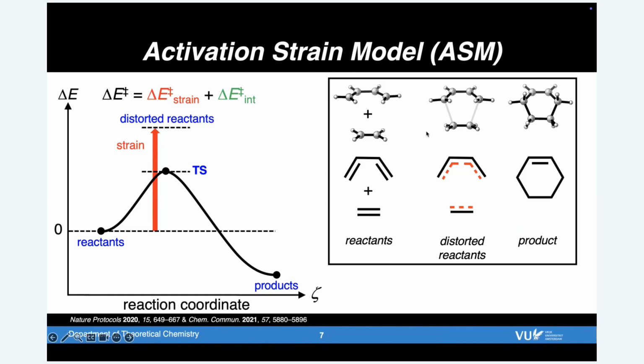But simultaneously, these distorted reactants do favorably interact, and that's a counteraction to the destabilization, and this is a favorable interaction. So that's the activation strain model. It's the sum of the strain plus the interaction energy, which is stabilizing, and that is the physical manifestation of the activation barrier.